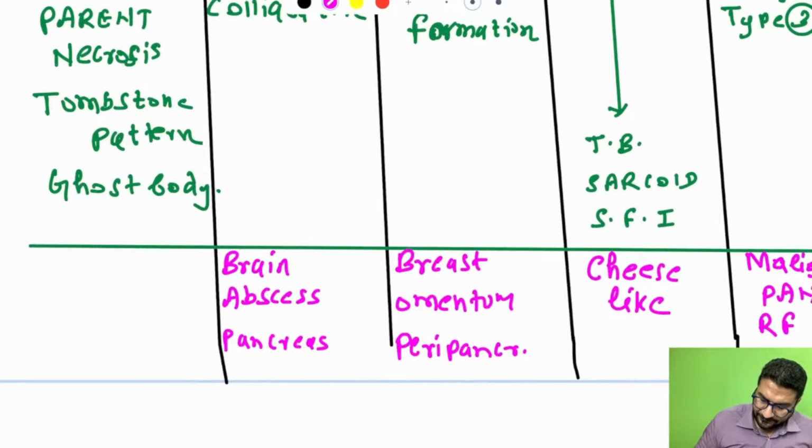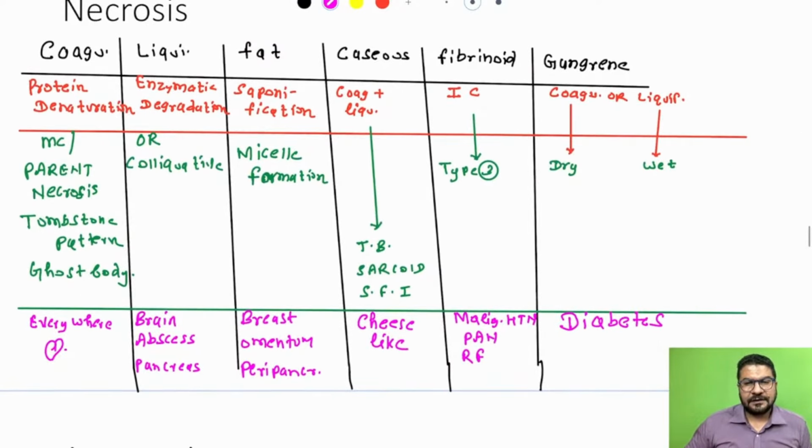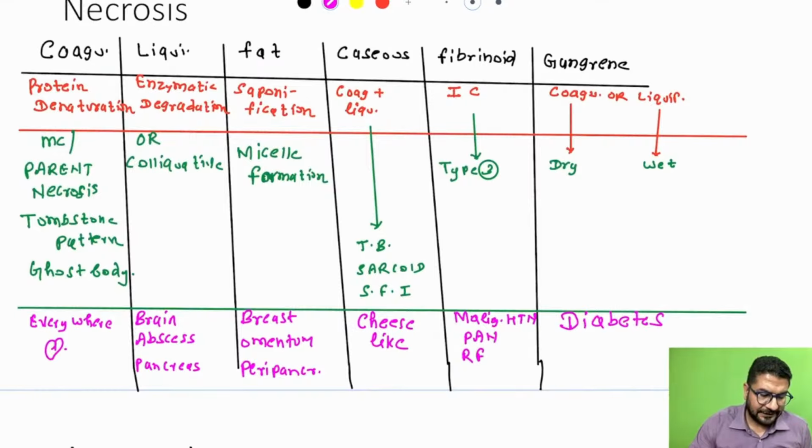Coagulative you will see everywhere because this is the parent necrosis, and it is classically seen in heart. You can pick up any book and you will notice that necrosis is given like this everywhere. So this is the summary of different types of necrosis which you have to remember. Am I clear?